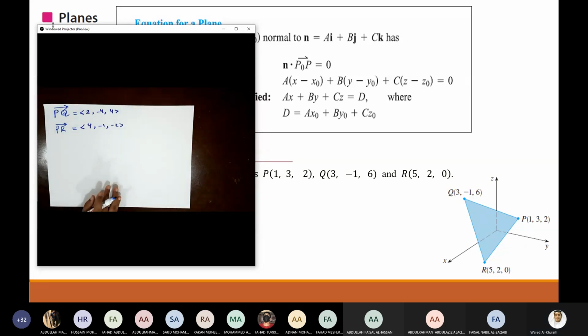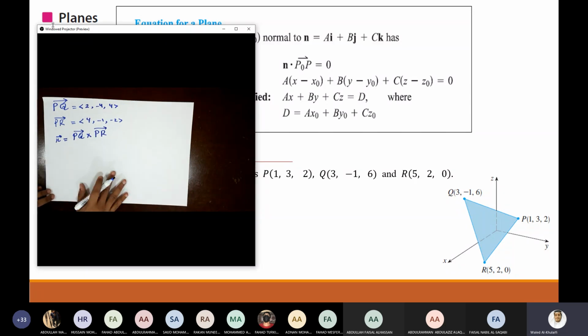Then what? How to find n, the vector n, the perpendicular one? How to find a vector perpendicular to these two vectors? The cross product, you mean. I heard one of you say cross, yes. So I will take the cross product of these.